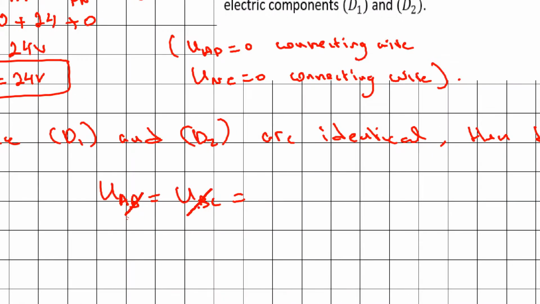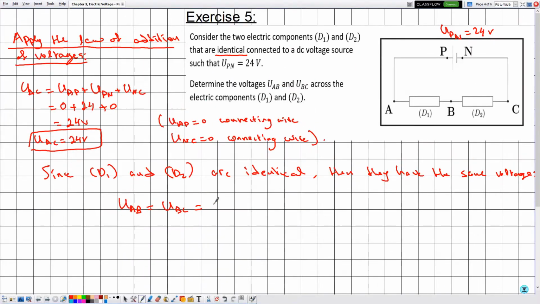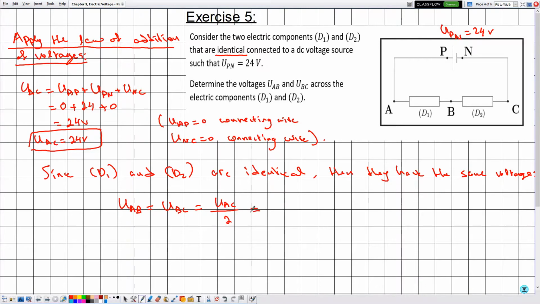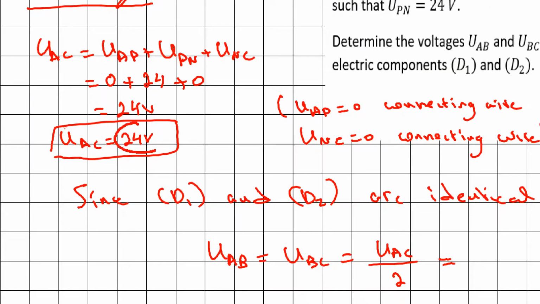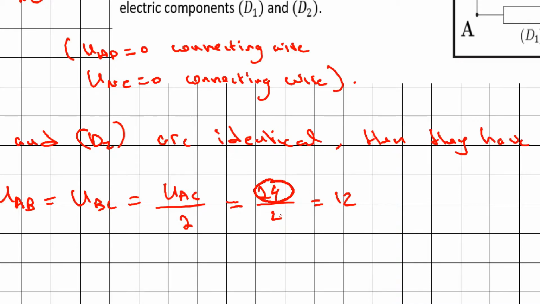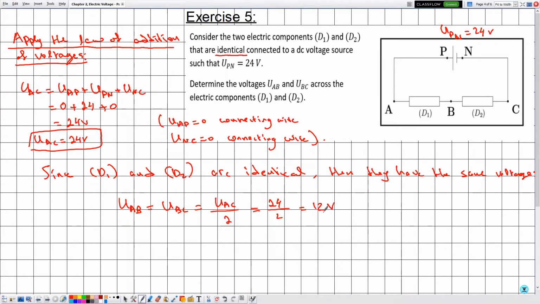Simply we eliminate the point B, so this is given by UAC, dividing by the number of electric components we have, which is 2, because here we have 2 voltages. The value of UAC we have already determined, which is 24 divided by 2, which is 12. Since this is expressed in volts, this value will be expressed in volts. Then in this case we have that UAB is equal to 12 volts and UBC is equal to 12 volts.